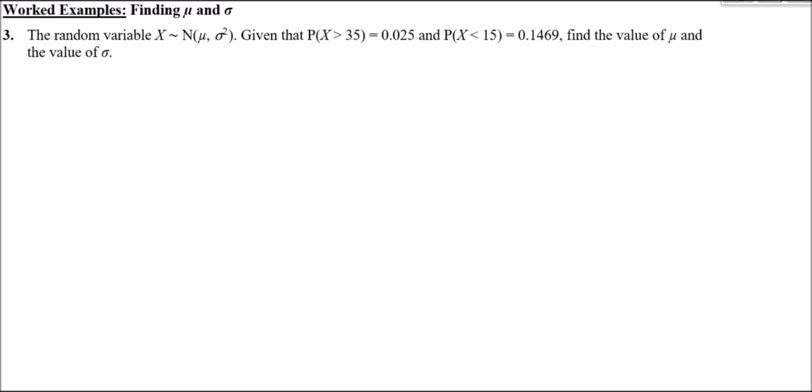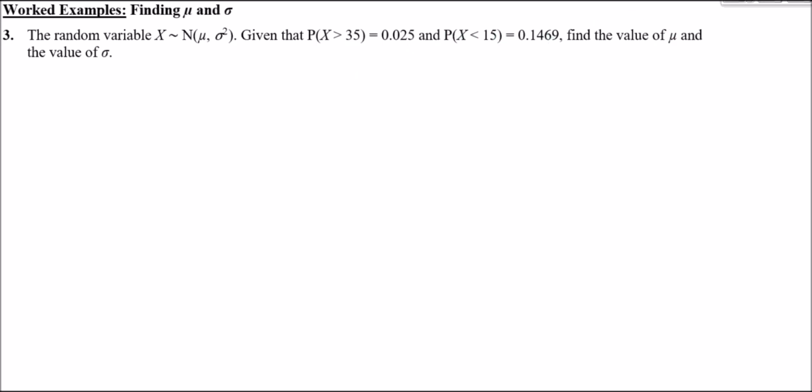So this time we've got a random variable x with an unknown mu, unknown sigma, but we are told two different things. We're told the probability that the distribution takes a value of 35 or greater is 0.025, and also the probability of taking a value 15 or less is 0.1469. Based off these two values, find the value of mu and sigma.